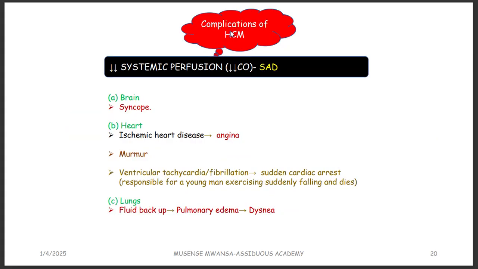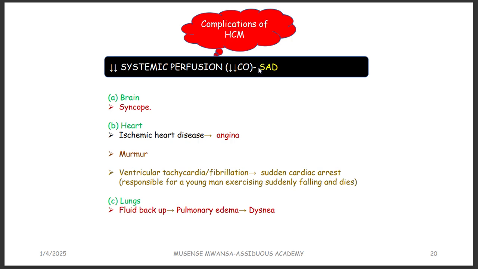Complications of hypertrophic cardiomyopathy, because we have said that the ventricles have become small, so even the ability to push blood to the rest of the body has been reduced. Because of that, there is reduced systemic perfusion. Blood cannot go to the rest of the body. So you can use a mnemonic, SAD. This will represent the complications.